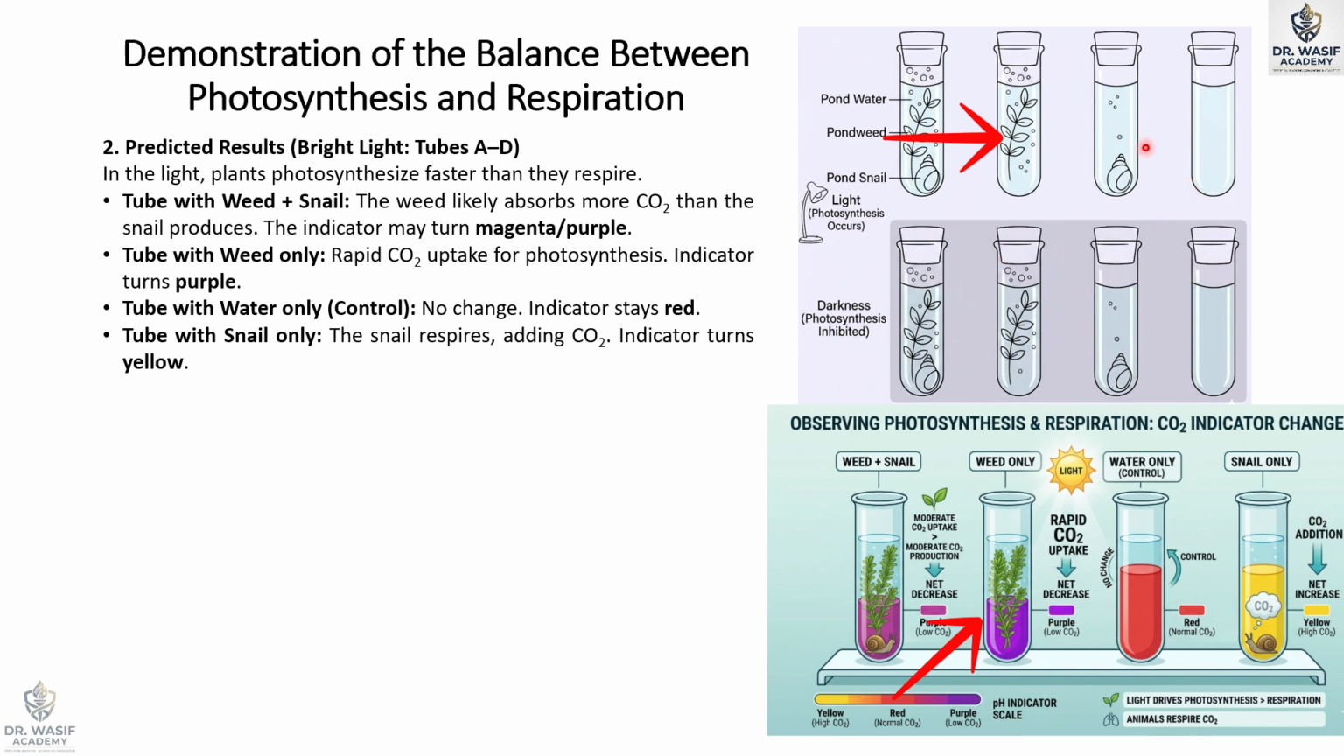Then the tube with snail only. There is no plant in this tube, so the carbon dioxide cannot be cleaned up. The snail respires, adding more and more carbon dioxide, and the indicator turns yellow. Why does it turn yellow? You will answer that question. I think you have understood why it turns yellow. And yellow means acidic or alkaline? You can give your response in the comment section.